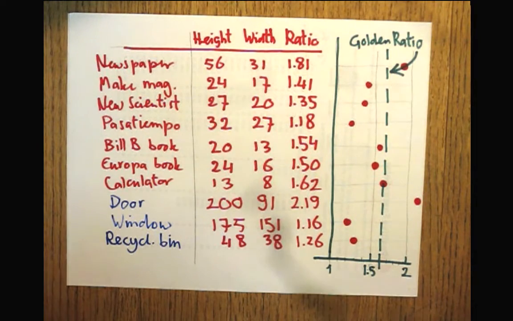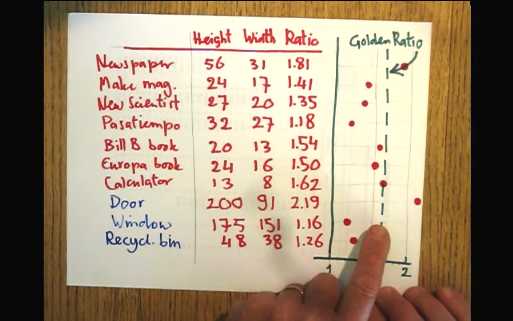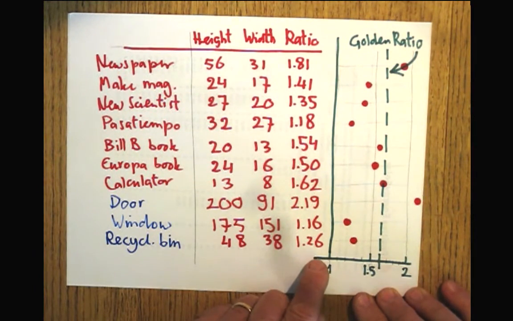Okay, I'll leave you with a riddle. Do you think you can find anything in your house that has a ratio less than 1?